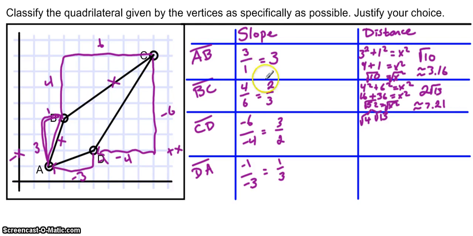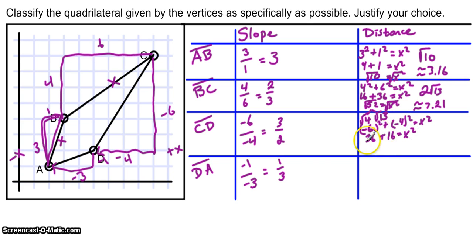CD, the calculations for CD, we've got -6 and -4. Right, -6 squared plus -4 squared equals x squared. -6 squared is positive 36. Remember, negative times negative is a positive. -4 squared is going to be positive 16 equals x squared.